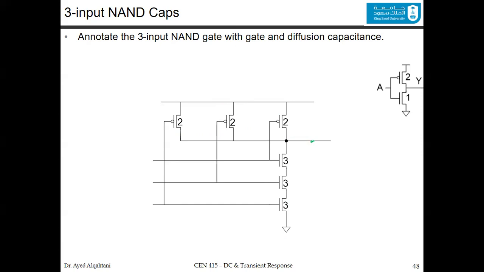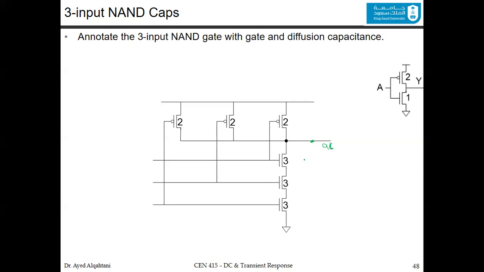So now the output capacitance here: look at the connections from this point to all the transistors. You are connected here to 3, to 2, to 2, and also to 2. Adding 3, 2, 2, and 2 equals 9C. So we have 9C here.